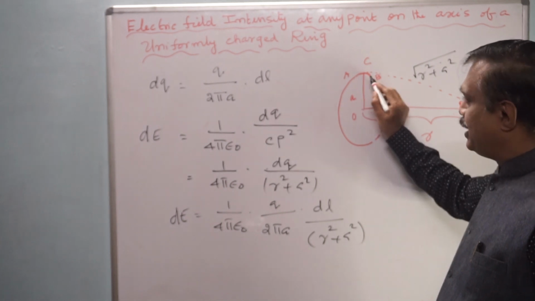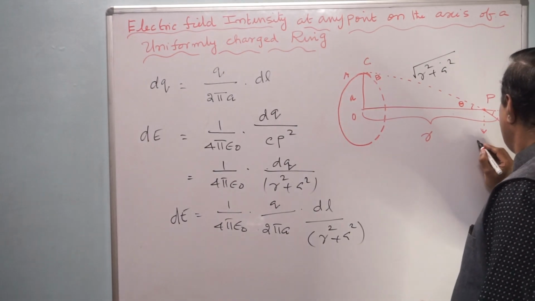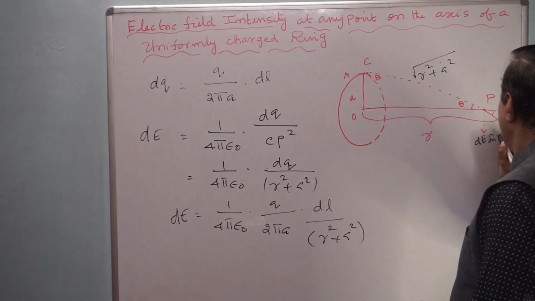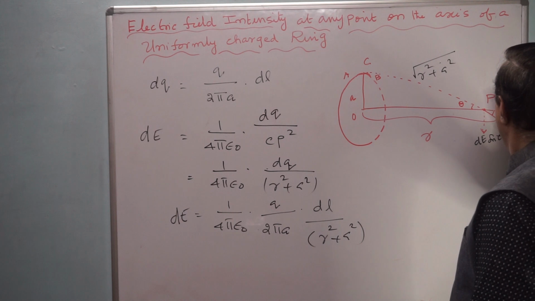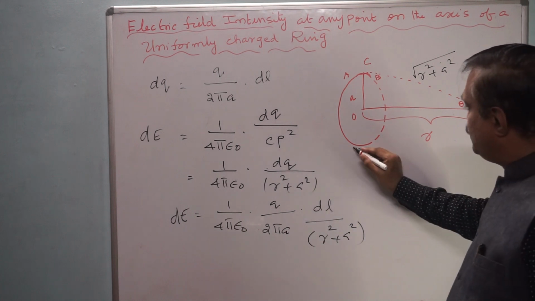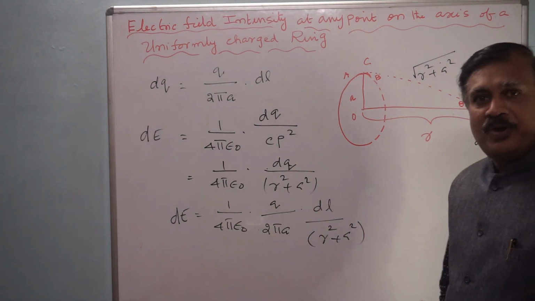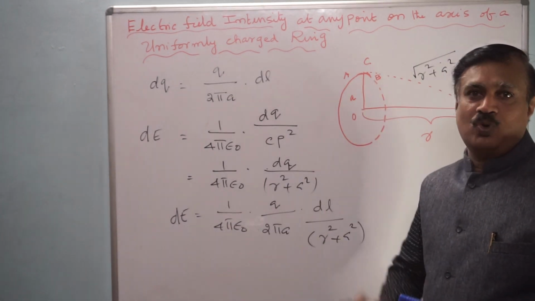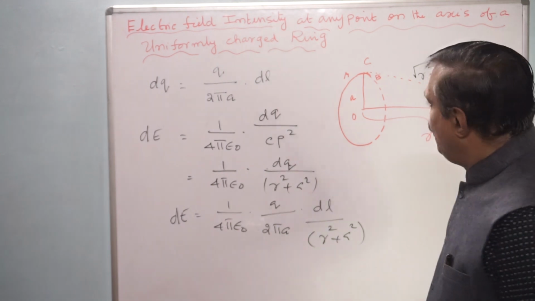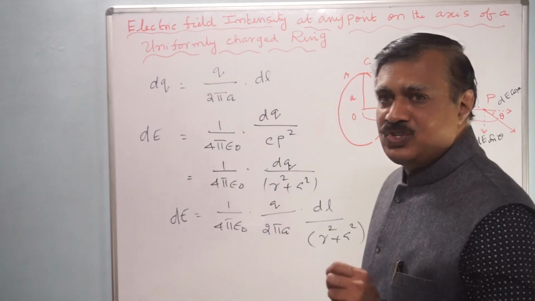Now if there is an element here, there is an equal and opposite element like this. Therefore here this vertical component you can take as dE sin theta, and here this is dE cos theta. If you have a ring like this, then it will make a dE sin theta in the opposite direction. That means both will be equal and opposite, therefore they will cancel each other. Now what we have to do? We have to take only the horizontal component.